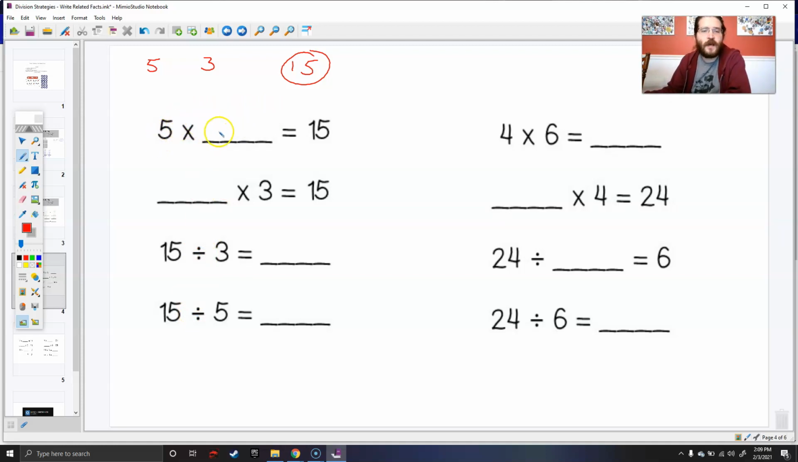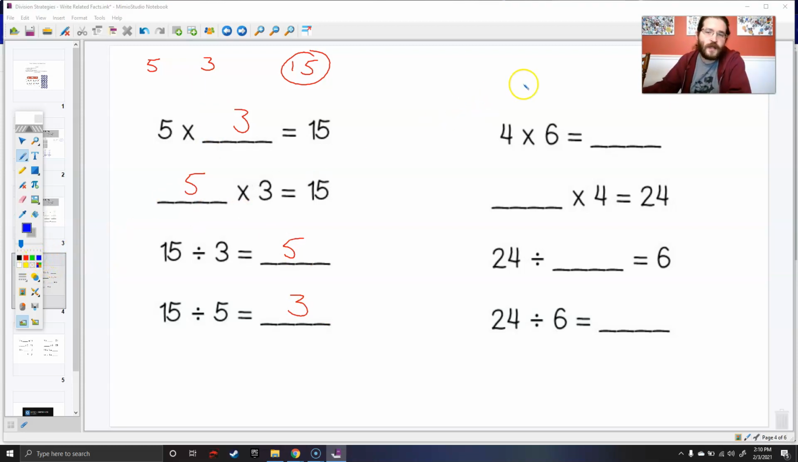So 5 times what is 15? So we use these two, so we have 3. Okay, we've used 15 and 3 for the second one, so we have 5. 15 divided by 3, what do we have left? We have our 5. 15 divided by 5, what do we have left? Our 3. Not too bad.